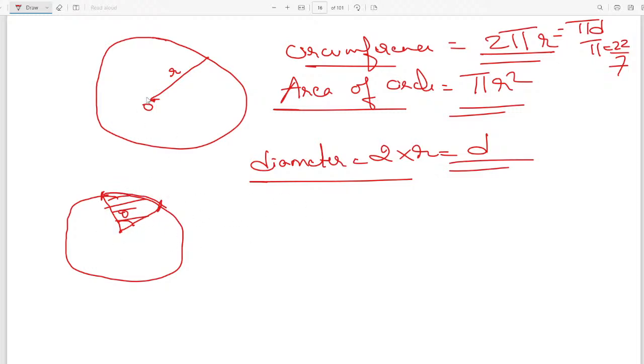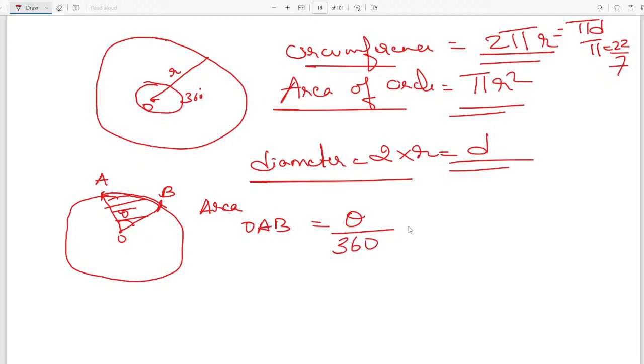We know that this whole angle is 360. So for the area of the sector, let this be O, A, B. The area of sector OAB is equal to theta divided by 360 into the whole area of the circle, that is pi r square. This is the area of a sector.